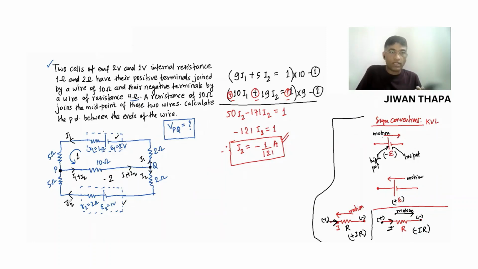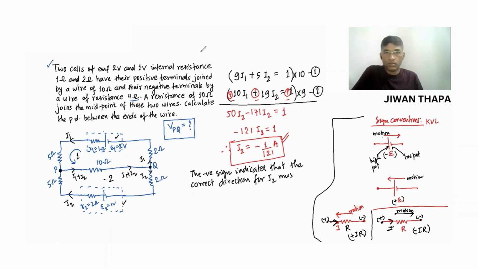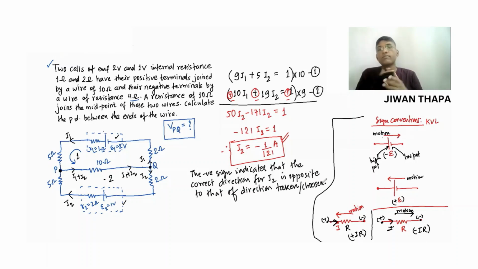So this is the original direction for I2. Therefore, the negative sign indicates that the correct direction for I2 is opposite to that of the direction taken or direction chosen. So we have this.